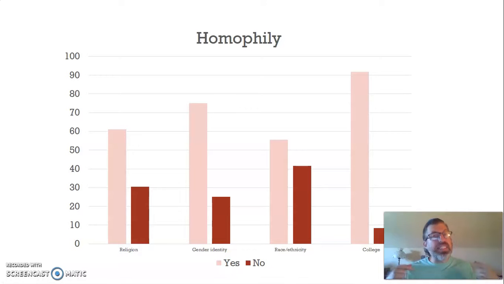The place where this is least true is in terms of religion and race and ethnicity. It's the least true actually of race and ethnicity, where just over half of you, about 55% of you, said yes, the person that you were closest to in high school, that person who's your closest confidant, was a person of the same race or ethnicity as you. And then a little over 60% of you said that person was of the same religion as you.